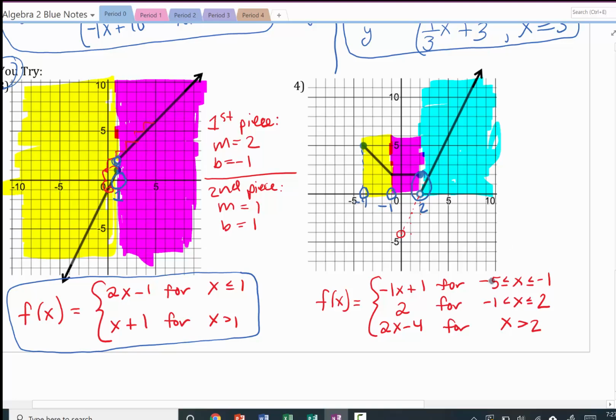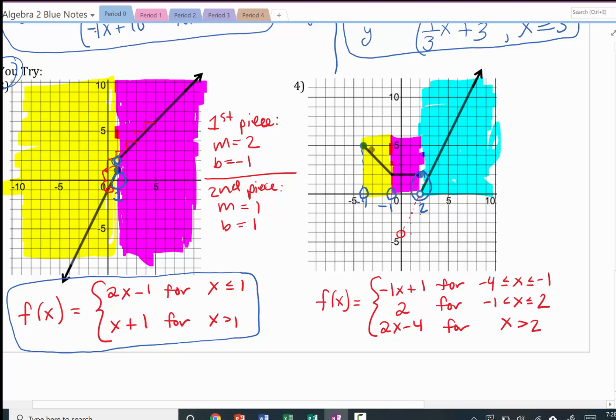Whoops, so I actually made a mistake right here. Let me fix that. There we go. Sorry. So between the x's of -4 and -1. And they both had closed circles, so I had less than or equal to signs for both.